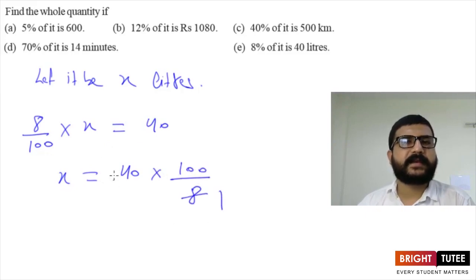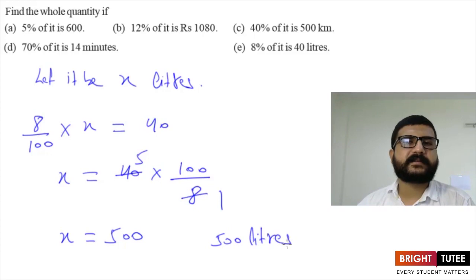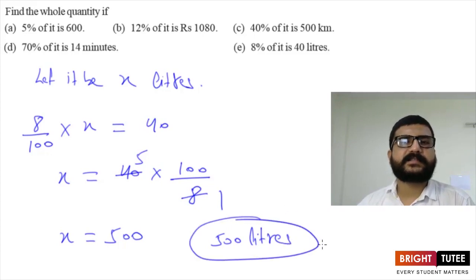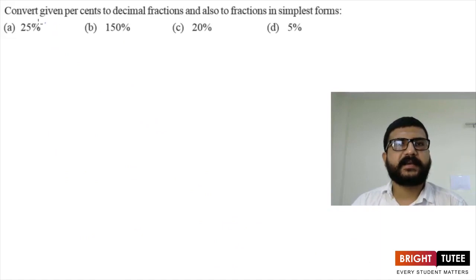Now 8 ones are 8, 8 fives are 40. 5 into 40, 5 into 100 will give us 500. So it means the value of x is 500. Hence we can say that 8% of 500 liters is 40 liters. So the final answer is 500 liters. Now here is the next question. It is convert given percents to decimal fractions and also into fractions in the simplest forms.